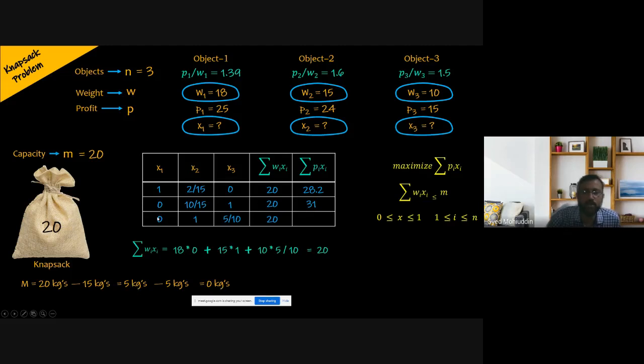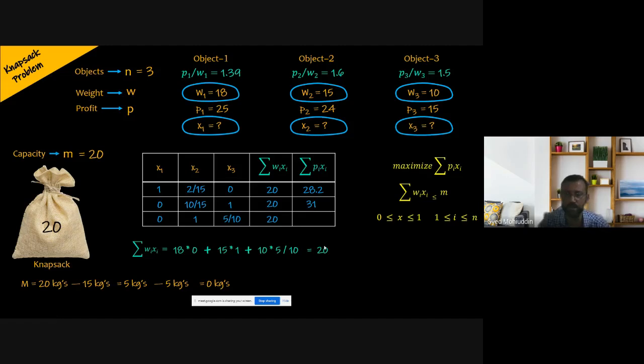So nothing of object 1 will be filled. So our solution for the fractions is 0 for x1, 1 for x2, and 5 by 10 for x3. If we compute its weight, 18 into 0 plus 15 into 1 plus 10 into 5 by 10 will give us 20. The whole of the knapsack is filled.